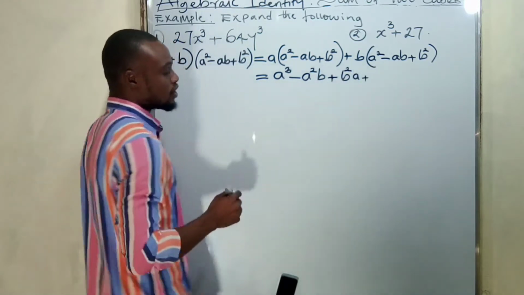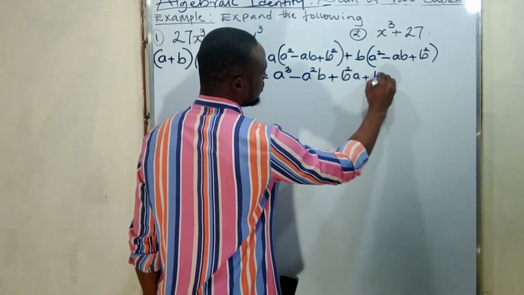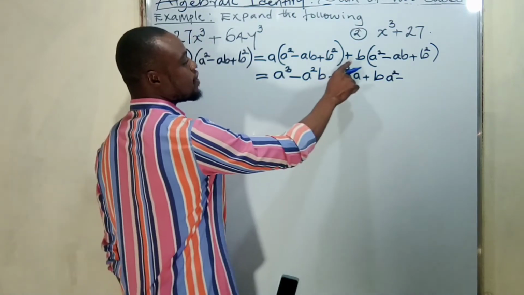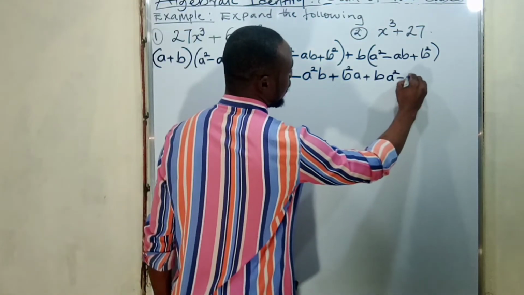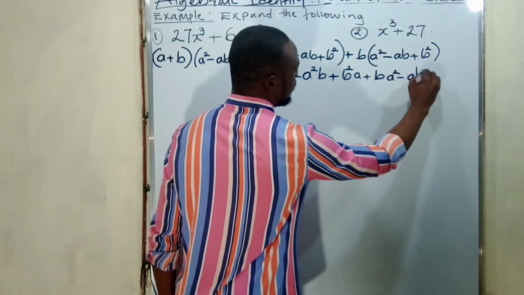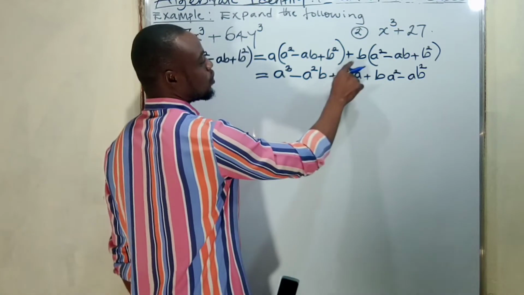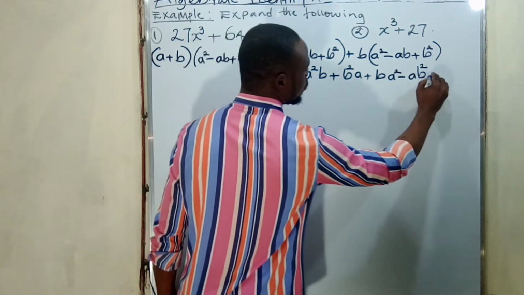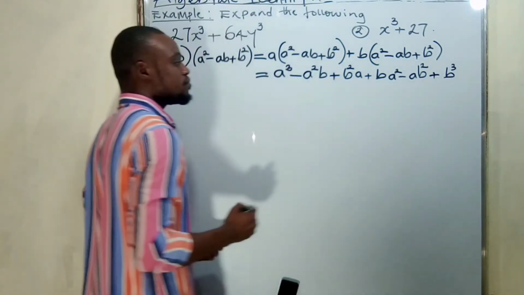Now let's jump right into the second bracket. Now b multiplied by a square is b a square, minus b multiplied by minus ab gives us a b square. Also, b multiplied by plus b square gives us b cube. So it's going to increase by 1.